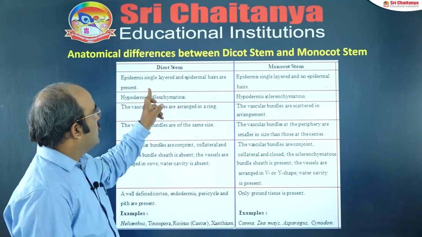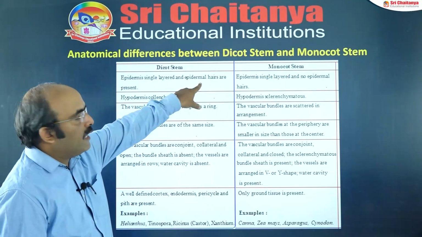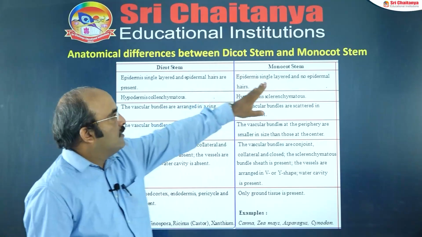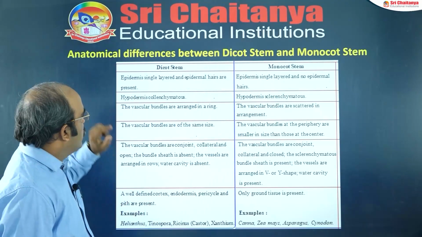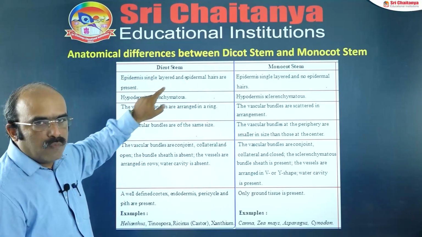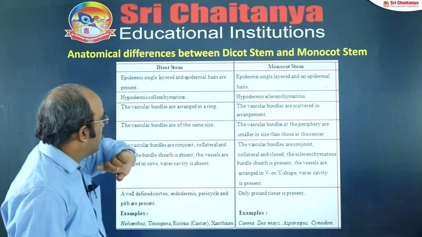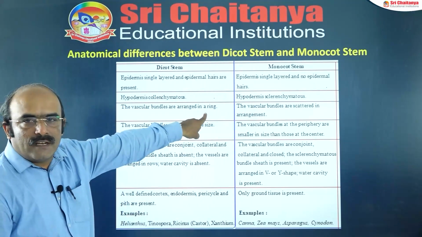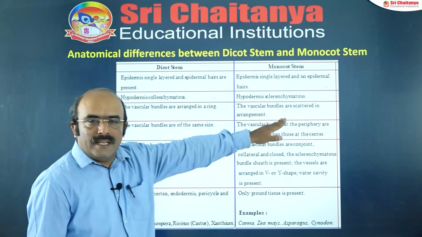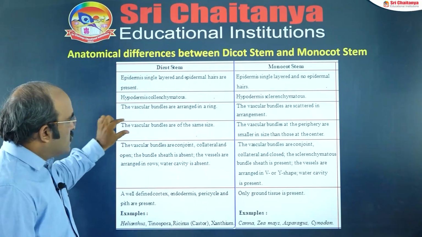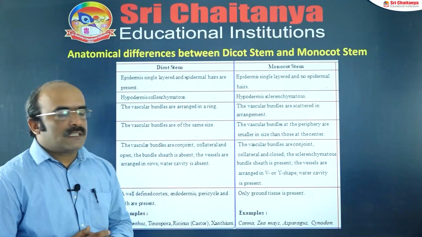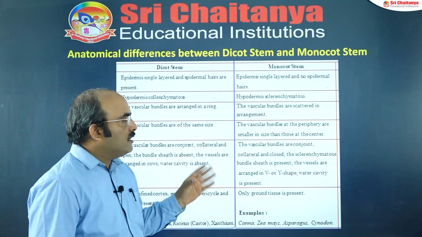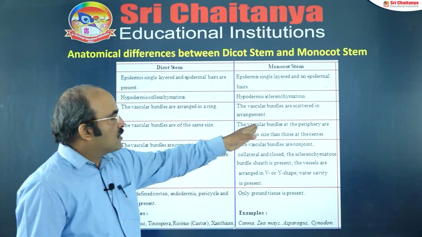You could see here, epidermis is single layered and epidermal hairs are present. Whereas here epidermis is single layer, but epidermal hairs are absent. So you have hypodermis, which is made up of collenchyma. Here it is made up of sclerenchyma. Vascular bundles are arranged in a ring, whereas here they are scattered. And the vascular bundle size is same. Whereas here larger vascular bundles are present towards the center, peripheral vascular bundles are smaller.